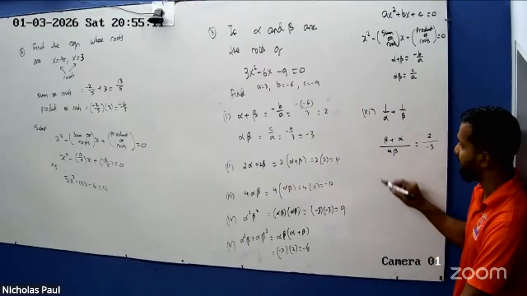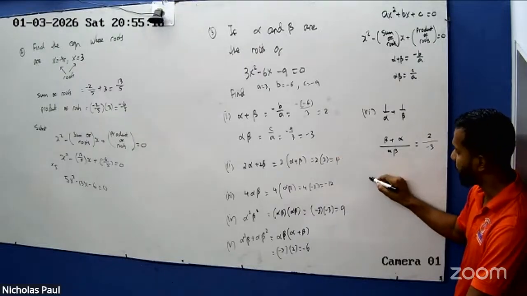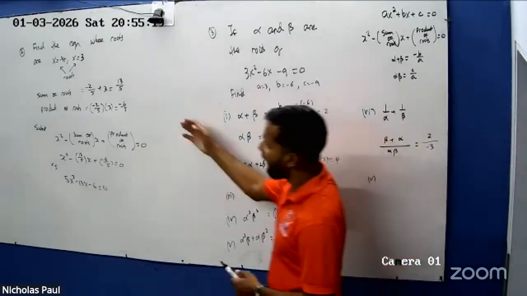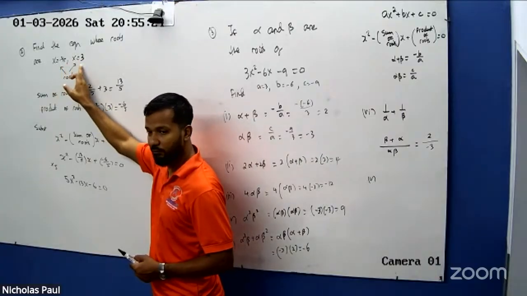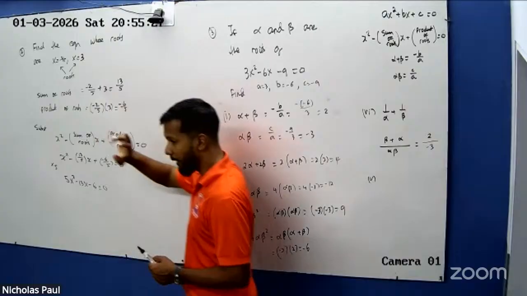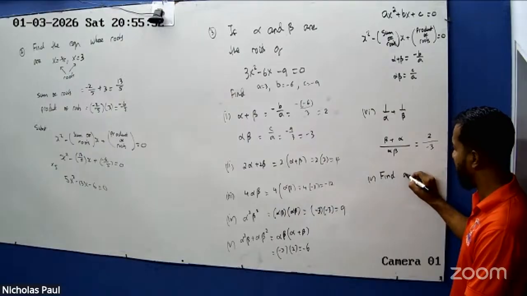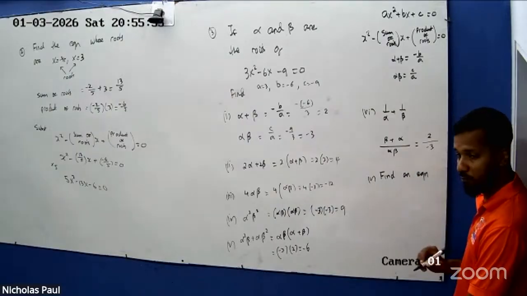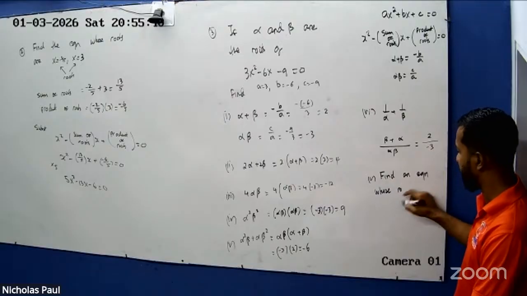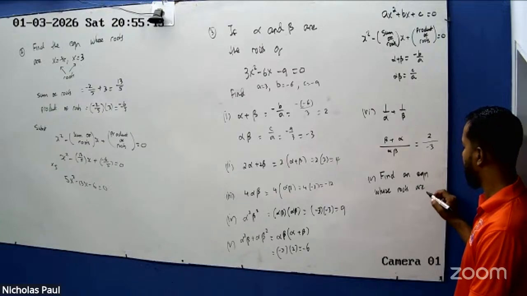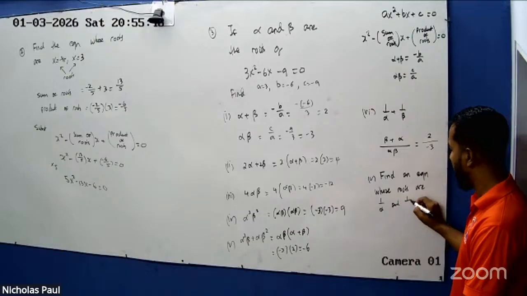And the last part, I'll combine that now. Here's what I want you to do. Previously I had you find an equation given two values. Now I would like you to find an equation whose roots are 1 on alpha and 1 on beta.